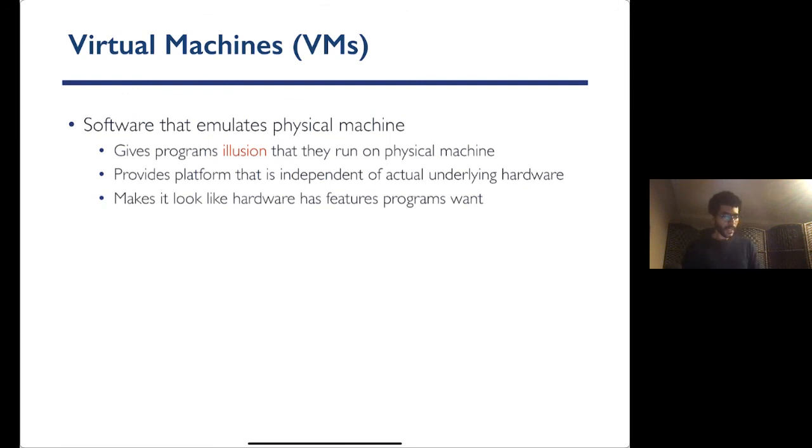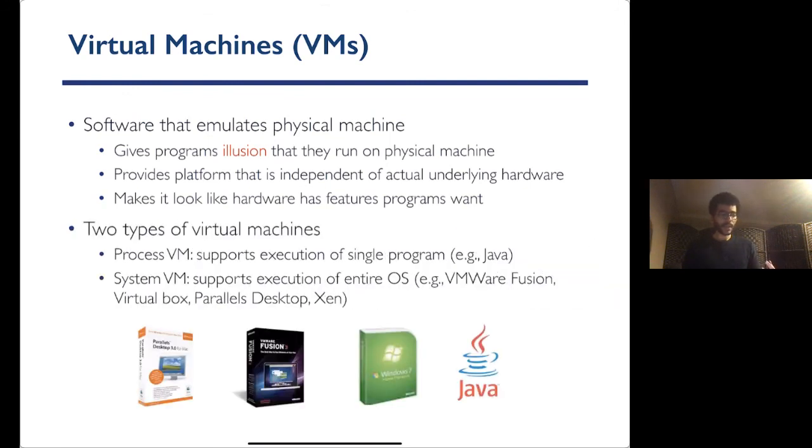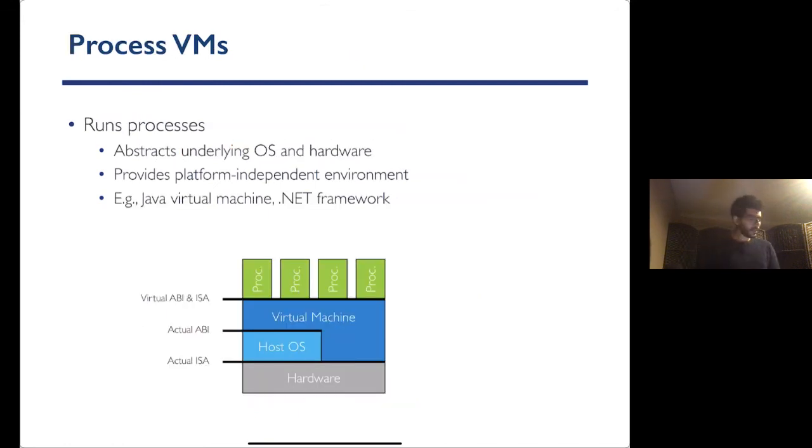Now, there are two types of virtual machines. Sorry, I first said three. I made the same mistake two hours ago. But there are two: process virtual machine and system virtual machine. Let's look at their differences.